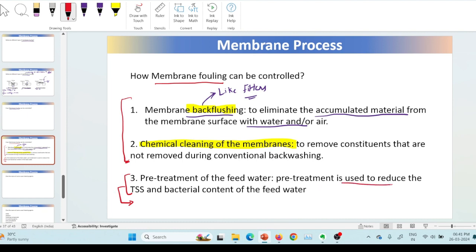Pre-treatment is used to reduce the total suspended solids concentration and bacterial content of the feed water. So it's a kind of preventive measure. The first two measures we have to take after membrane fouling has happened, and the third measure we have to take before the membrane fouling because it is a preventive measure.